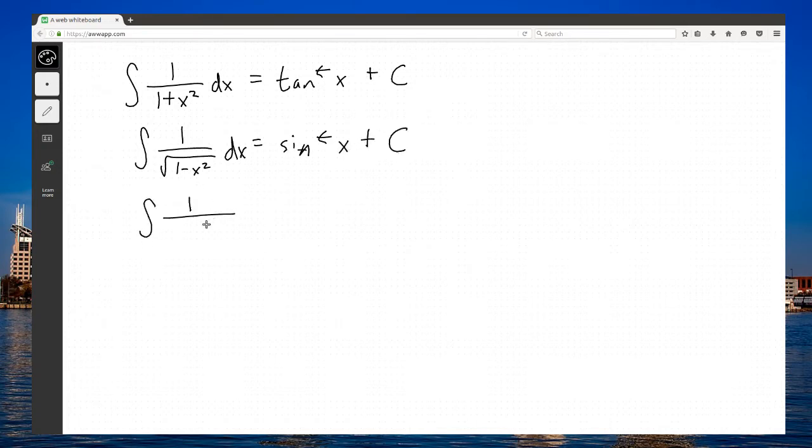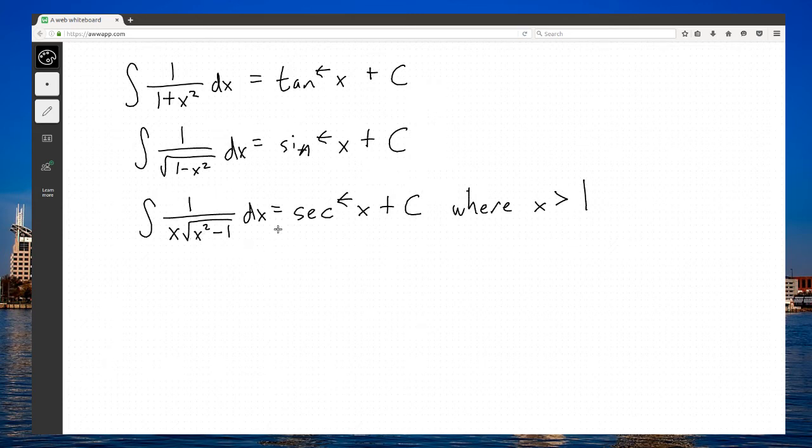And then finally, the integral of 1 over x square root of x squared minus 1 dx would be the inverse of secant of x plus c. And as usual with these secant substitutions, the caveat is that the domain of x has to be strictly greater than 1, otherwise we would get a 0 in the denominator.